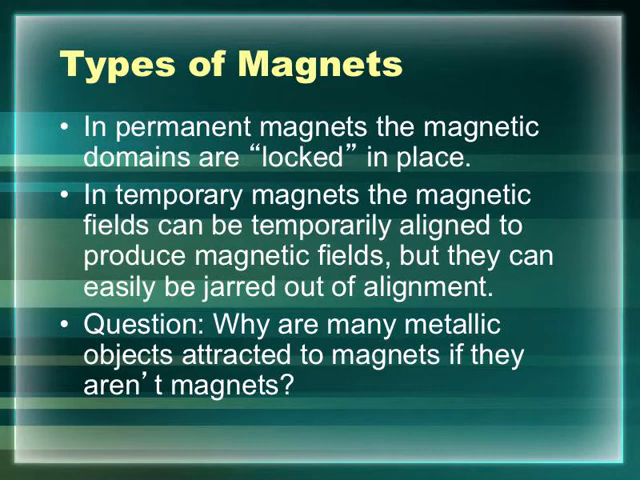Well, that's why we have hard ferromagnetic materials and soft ferromagnetic materials. A hard ferromagnetic material is one that at room temperature is not going to adjust its magnetic domains. But soft ferromagnetic materials do, okay.